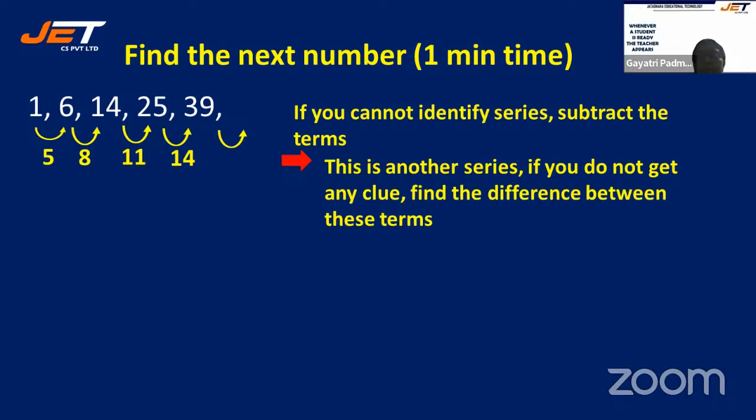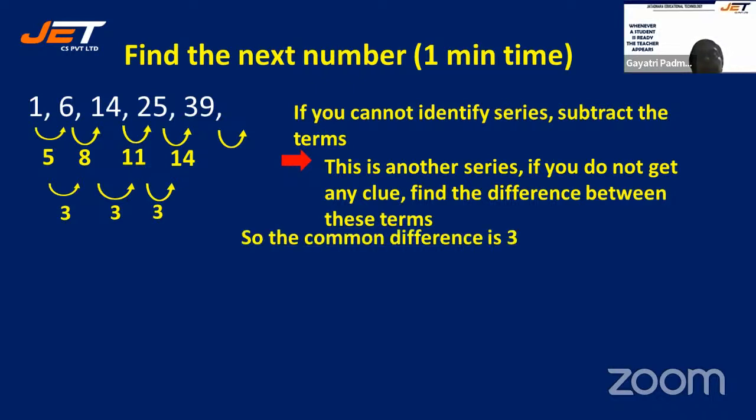Yes. Now this is another series. If you do not get any clue, find the difference between these terms. So 8 minus 5 is 3. 11 minus 8 is 3. 14 minus 11 is 3. So the common difference is 3. Isn't it? Right? So it is 11 plus 3 is 14.